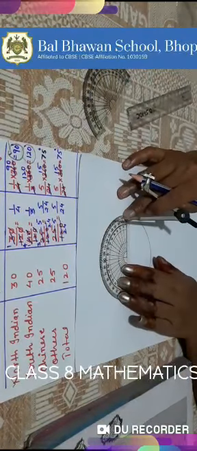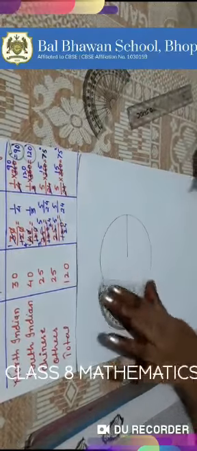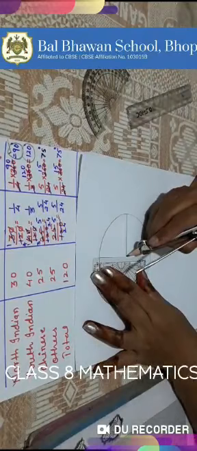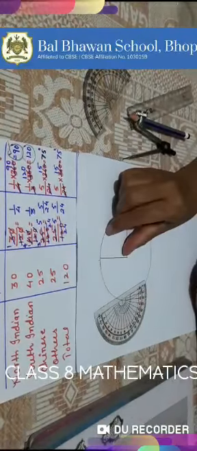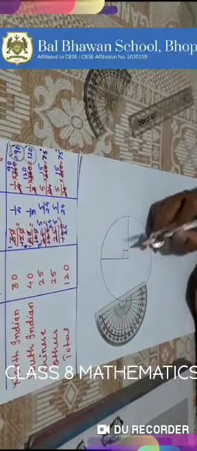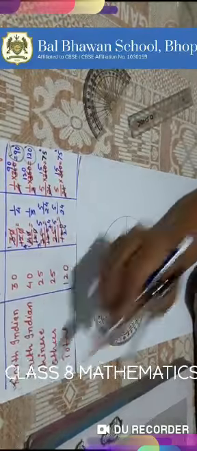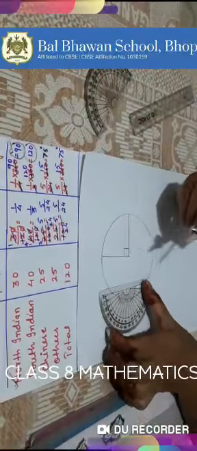Okay, so where is 90 degrees here, children? This is 90 degrees, right? Now I am joining them. Now this part of the circle, this sector, is of 90 degrees, which is for North Indian. So this is the value of the central angle for North Indian.